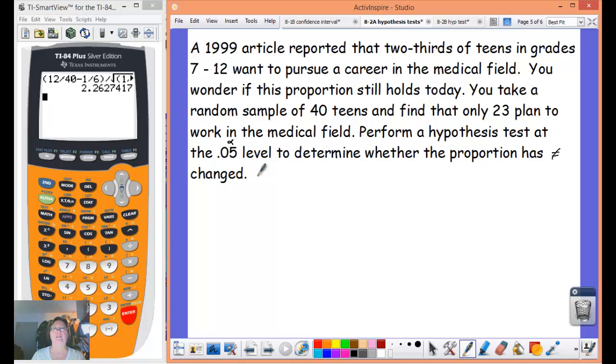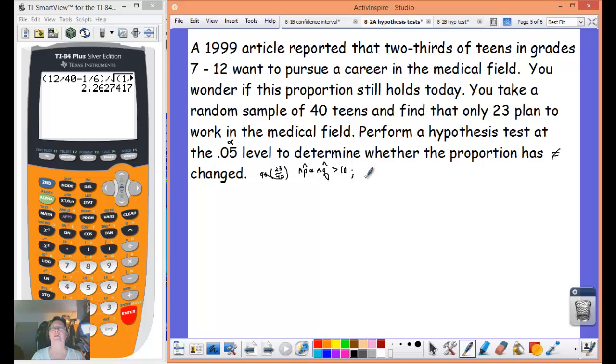The first step is to check criteria. The sample size criteria says that both np-hat, and that would be 40 times 23 over 40, we want that to be bigger than 10. It obviously is. If that condition is true, then the q-hat part will also be true, because it'll be the leftover from 40. So the sample size condition is checked, and really what we should write there is that n-p-hat and n-q-hat are both greater than 10, and they are 23 and 17.